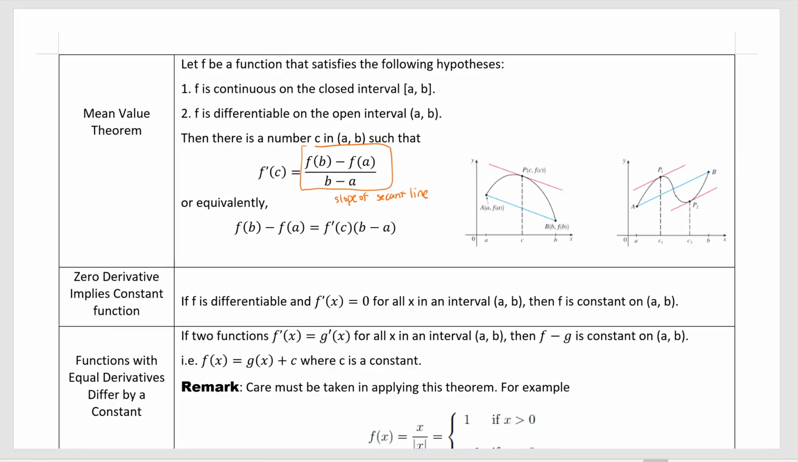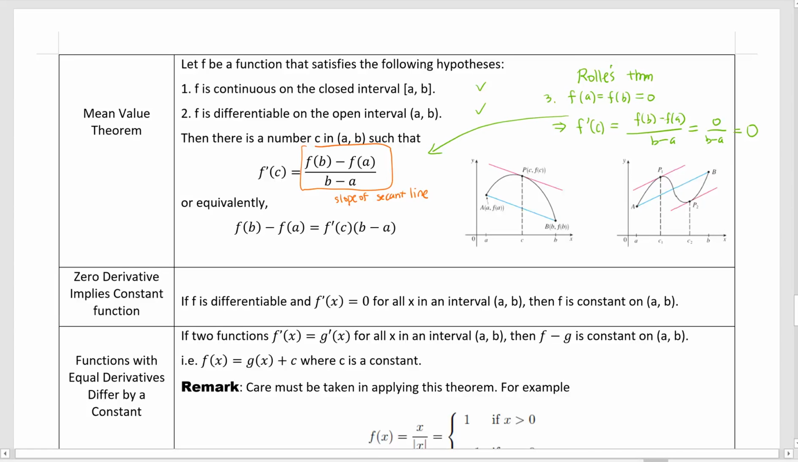So why is Rolle's theorem a special case of the mean value theorem? If you remember Rolle's theorem, we have conditions 1 and 2, and one more condition: we require f of a equals f of b equals 0. If we know this information, when we plug in here, we get f prime of c equals f of b minus f of a over b minus a. So our numerator is 0, and this is 0. That's why in Rolle's theorem we have an extra condition about f of a equals f of b, which makes f prime of c equal to 0.